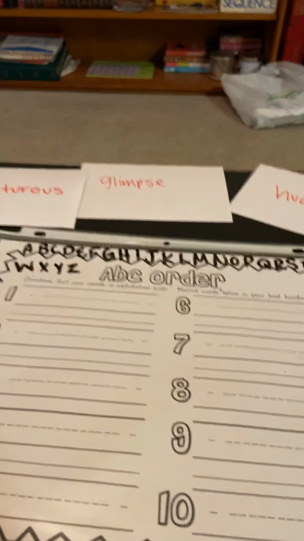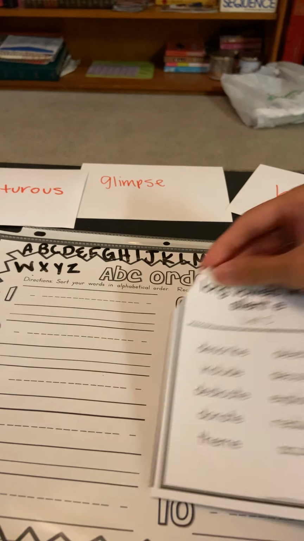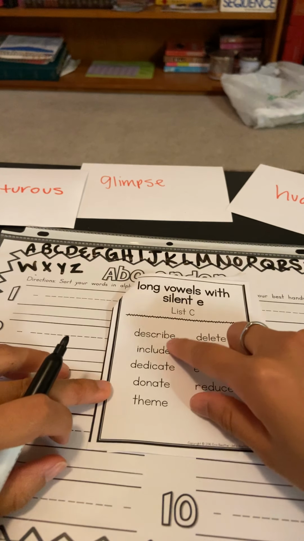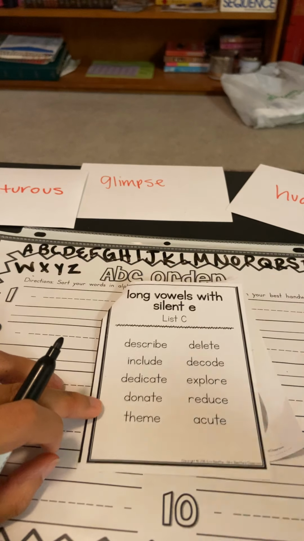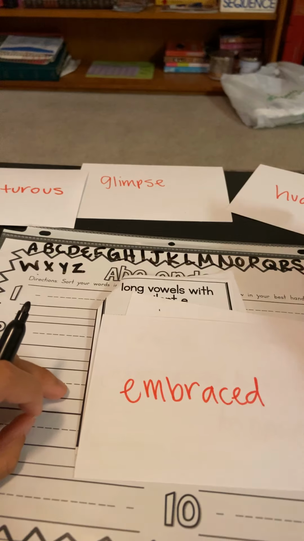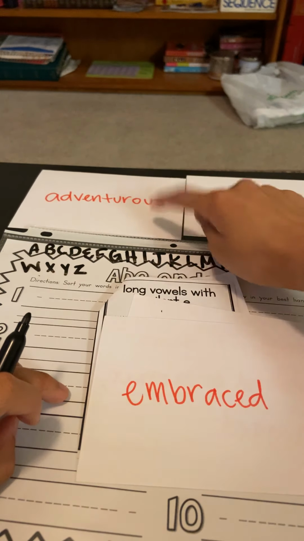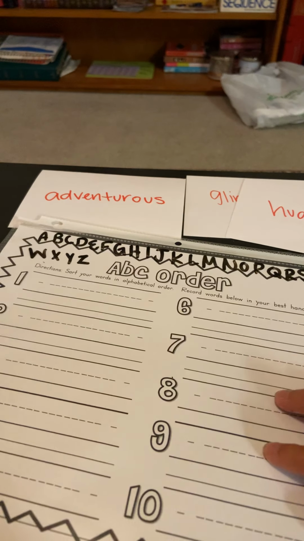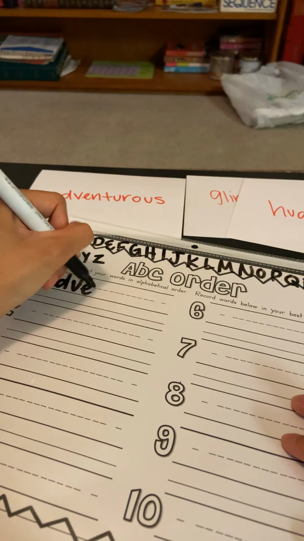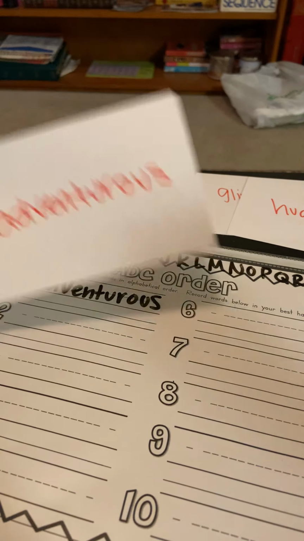Okay, so obviously the first letter in the alphabet is A. So I'm going to look if I have any words that start with A. These don't look like they have any words that start with A, so I'm going to move on. Magnificent does not start with A. Embraced, no. Huddled, no. Glimpse, no. Adventurous, ooh, that starts with A. So that must be my first one. That one was pretty easy. So I'm going to write it here. Adventurous. Okay? Now, this one's done, so I can set it off to the side.